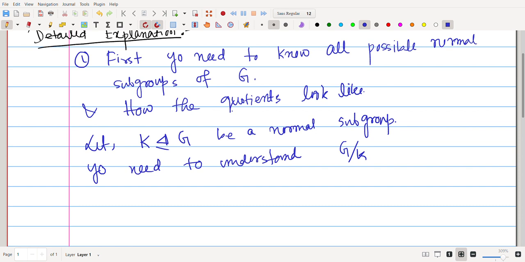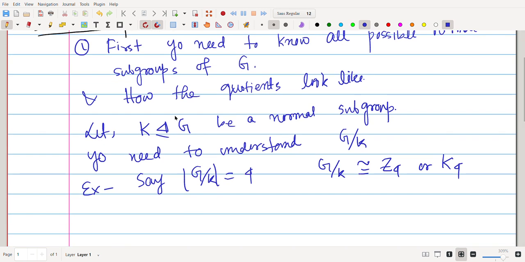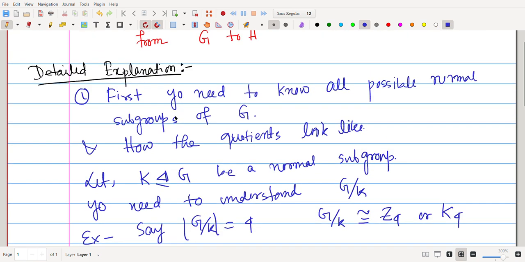Suppose the order of G mod K is 4. Then you know that G mod K is isomorphic to Z4 or K4. For a different group, you need to understand how it looks like. So first you need to know all possible normal subgroups of G, and then how the quotient looks if you quotient by that normal subgroup.